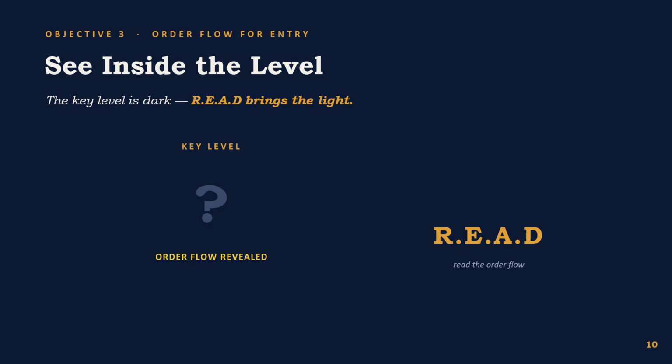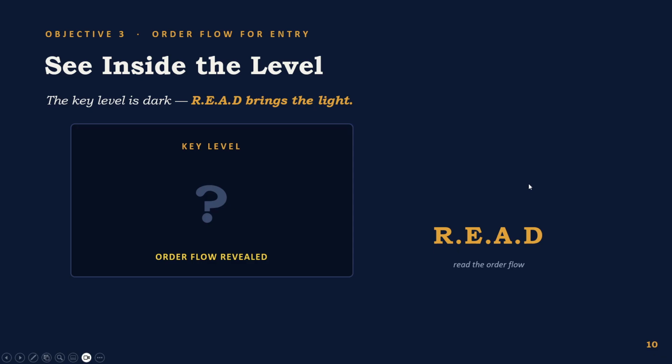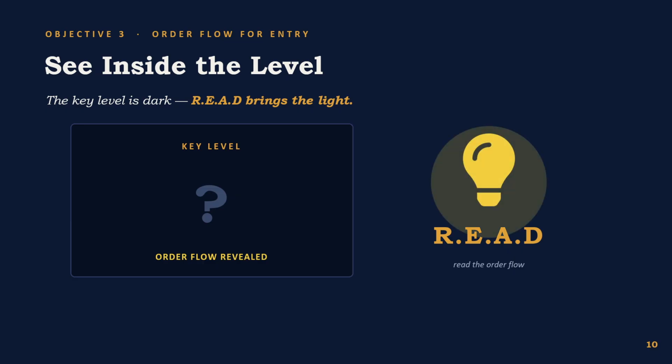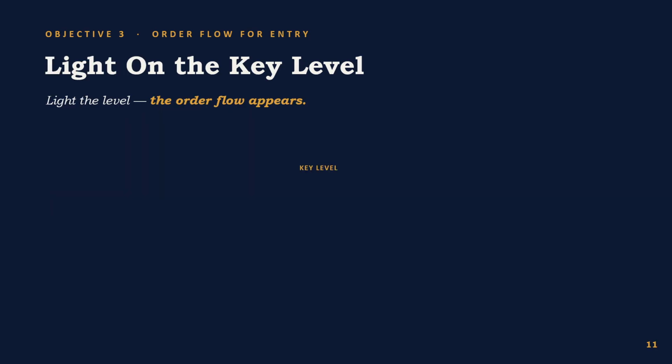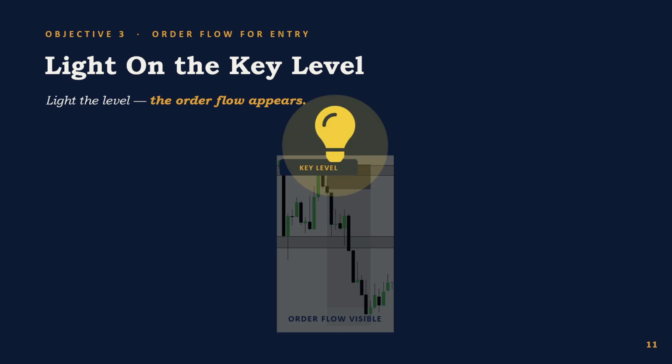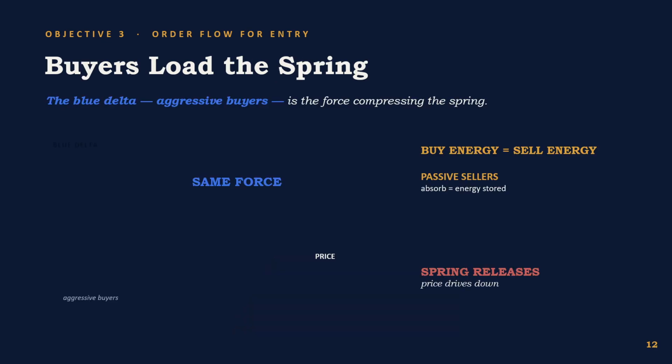When you read the footprint chart, the order flow, or the READ method, brings the light to the overall execution. When price enters a key level, you don't know what's going on. So I often say when you first enter the key level, you're entering in the dark. You want to turn on the light. What brings the light to your execution? Well, it's the READ method. You've got to know what's going on inside of your level. So in order to execute short, you want to use the READ method to assist you.